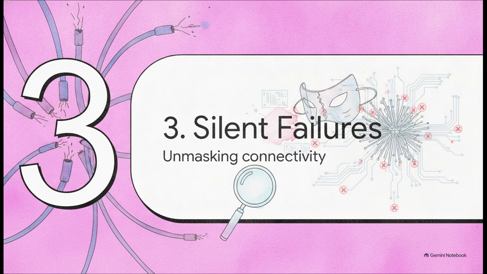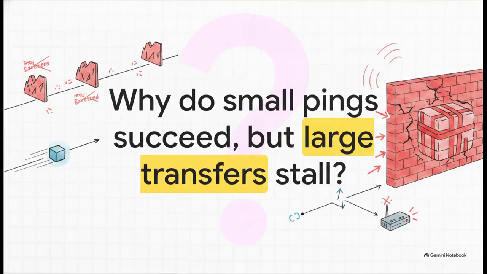Now we get to diagnose some of the absolute most confusing and misleading failure modes you'll ever encounter. Why do small pings succeed, but SSH sessions and large file transfers completely stall right after the TCP handshake? This is the classic symptom that drives network engineers absolutely up the wall. I mean, you can ping the server perfectly. The TCP handshake completes just fine. But the second you try to pull a large file or establish an SSH session, it just completely hangs forever.